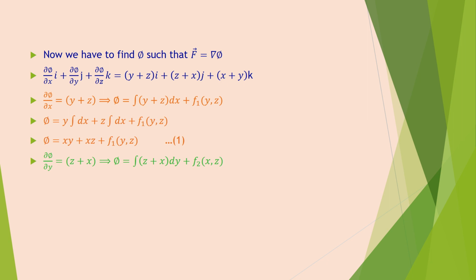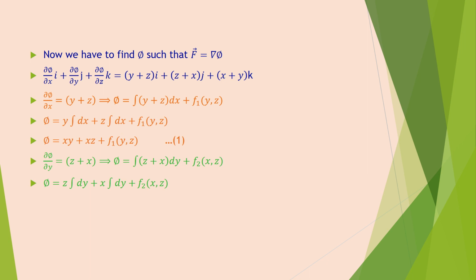So this is the first equation. Now we have the second coefficient, of j. Look at here, ∂φ/∂y. In the first expression, ∂φ/∂y equals what is on the right side, z plus x. Let me equate that. So ∂φ/∂y equals z plus x, which means, since differentiation and integration are inverse processes, φ equals the integral of the right-hand side, that is the integral of (z plus x) dy.